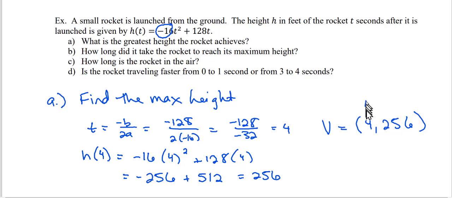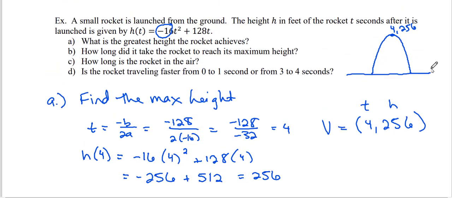Remember, the independent variable here is time, and the dependent variable here is height. After 4 seconds, the height of the rocket is 256 feet. And because that is the vertex, we know that is the maximum height. The picture here is this, right? Where this peak is at 256. It says it's launched from the ground.